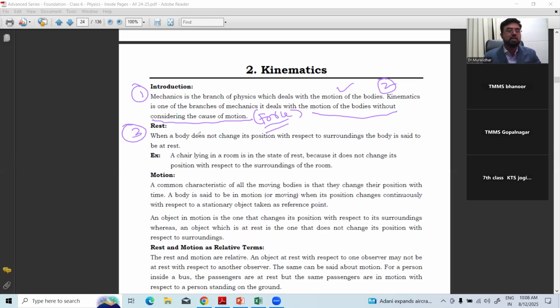What is rest? When a body does not change its position with respect to the surrounding of the body, it is said to be at rest. Example also given. A chair lying in a room is in a state of rest. Suppose one chair is there or your table is there in school. It is at rest. Even now you are at rest. I am at rest because we are not changing our position. We are here in the same place.